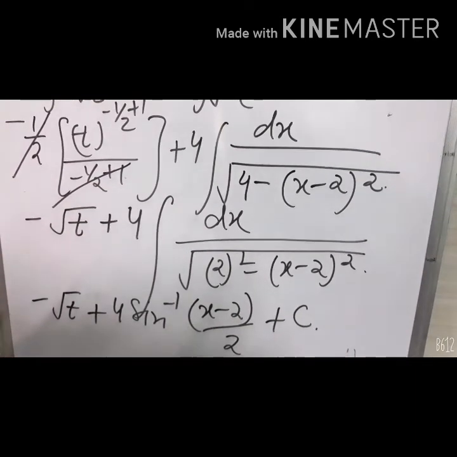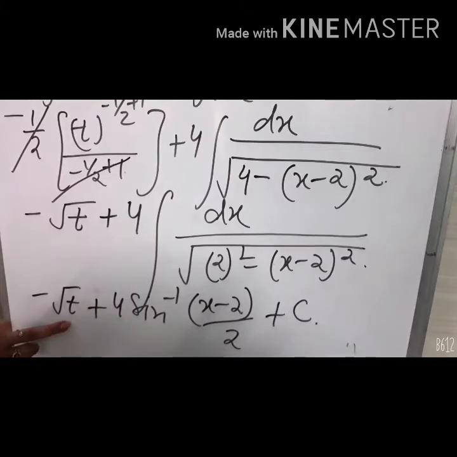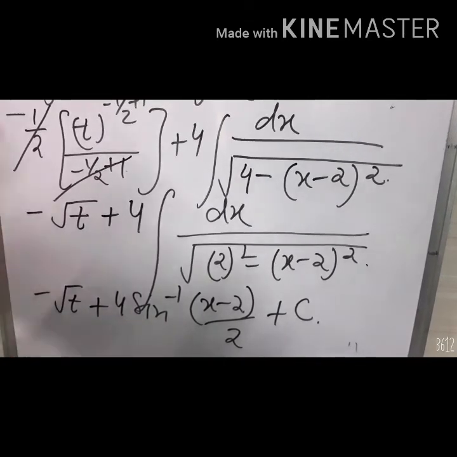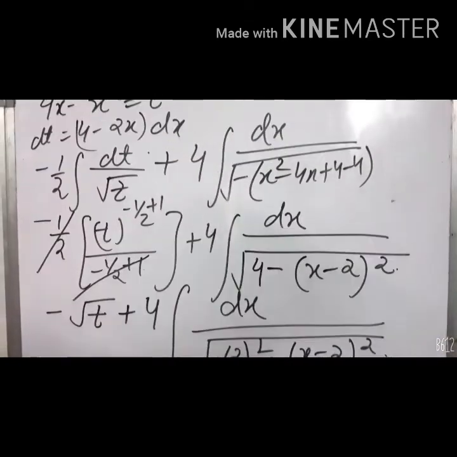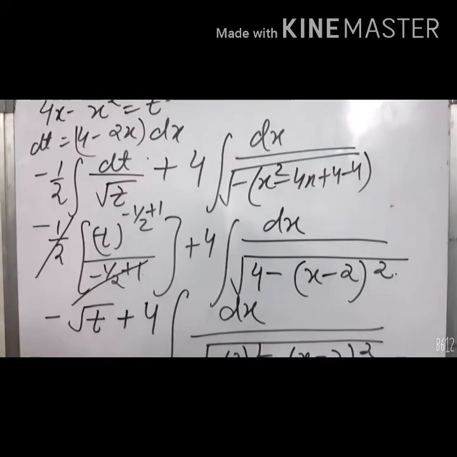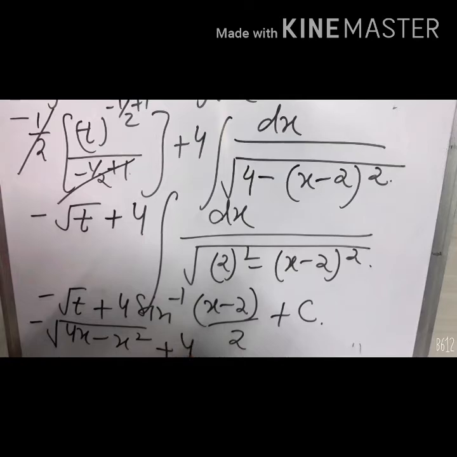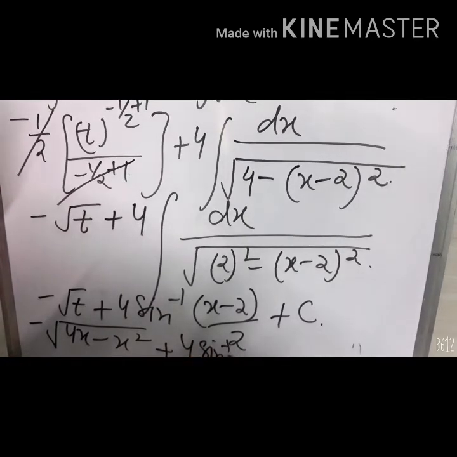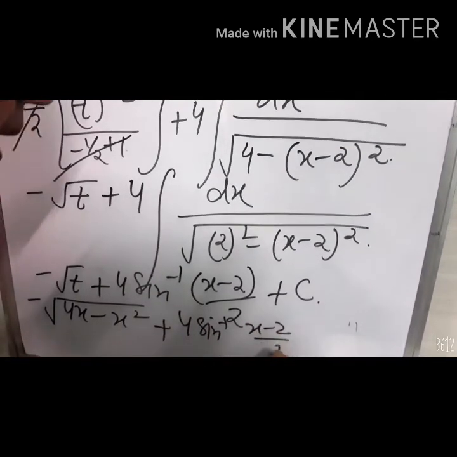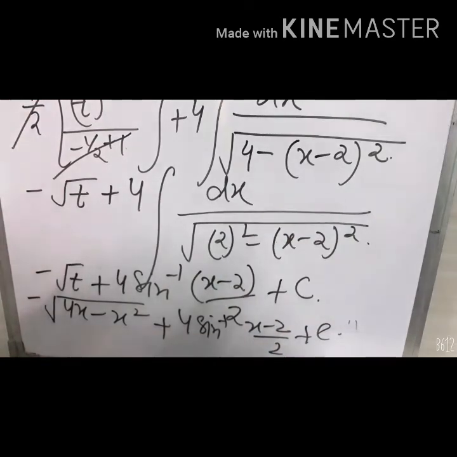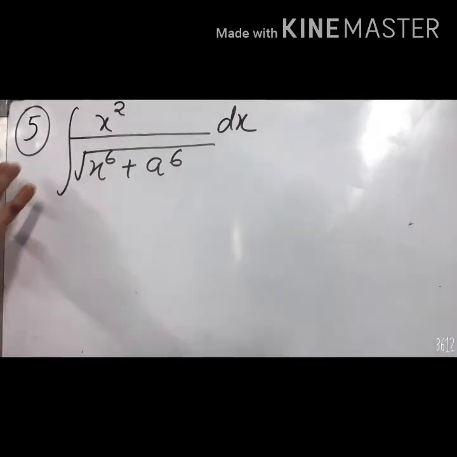Only one step is remaining, that what will be the t ka value. What we let? Please. 4x minus x square plus 4 into sine inverse of x minus 2 by 2 plus c. Done. Yeah, this is the fifth question.